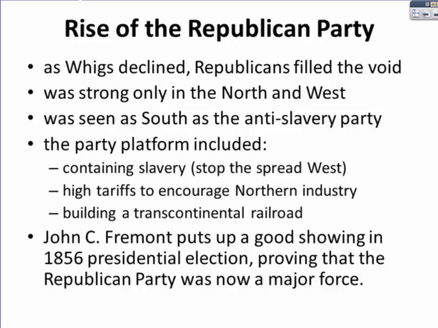The Republican Party was very strong in the North and in the West, but it was seen in the South as the anti-slavery party. And the reason for that is because the first part of their party platform included containing slavery, preventing it from spreading into Western territories. Republicans didn't necessarily want to end slavery or attack it where it existed, but they did want to prevent its spread. They also supported high tariffs to encourage northern industry, and they supported the building of a transcontinental railroad to spur economic growth.